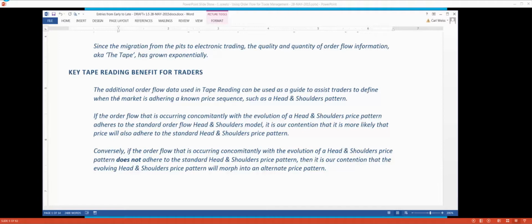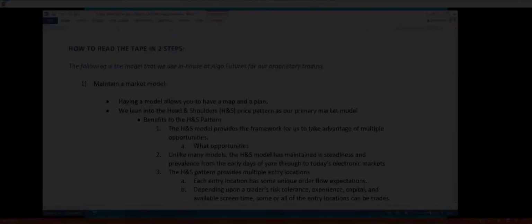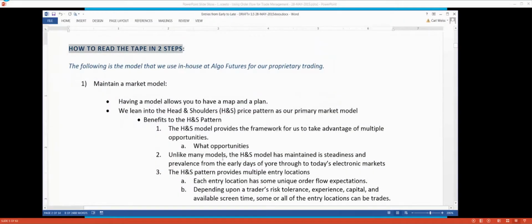And one of the things that we do is we're going to use a model. How to read the tape in 2 steps. Pretty easy. The following is the model that we use in-house at Algo Futures for our proprietary trading. When I'm trading, this is exactly what I'm looking at.